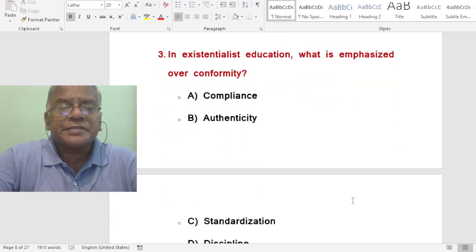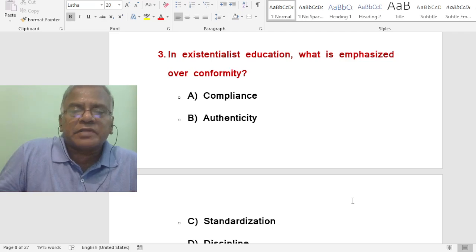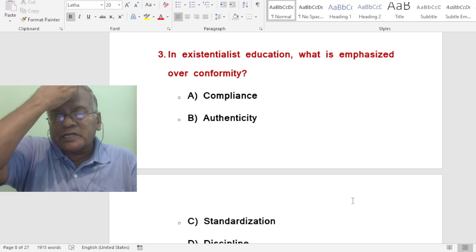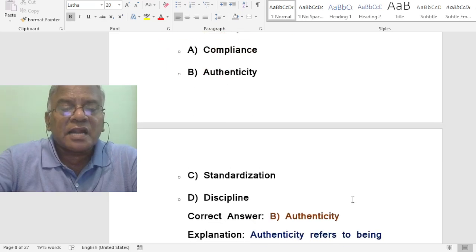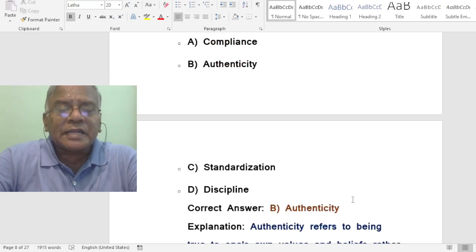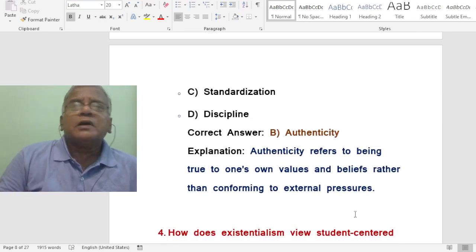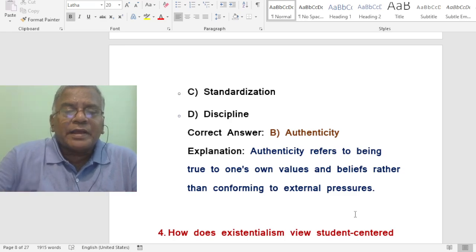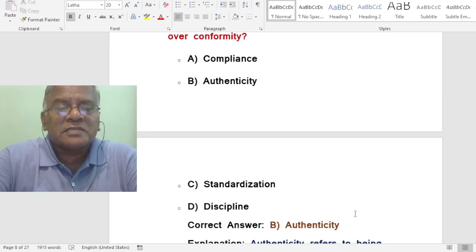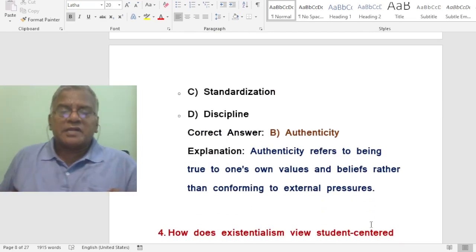In existentialist education, what is emphasized over conformity? Conformity means simply agreeing with the others. Is it encouraged in existentialism? That is the idea here. Compliance, authenticity, standardization, discipline. See, authenticity. Authenticity means, suppose someone is authentic, not necessarily you should accept the ideas of everyone else. It is something personal. He decides and he holds it as valuable. So that way, it is not a conformity. It is not a compliance, standardization, discipline, but authenticity. He should be true to himself. That is the idea here.